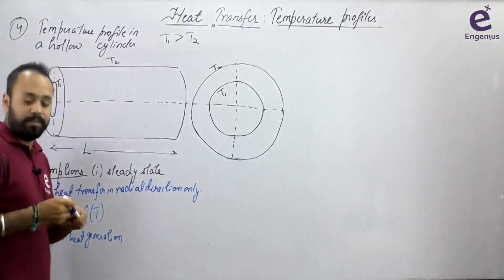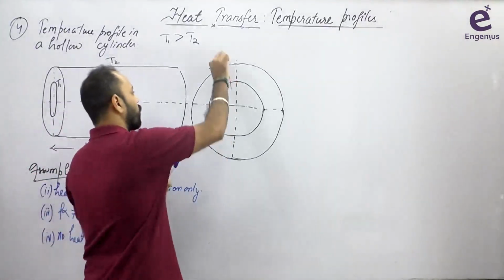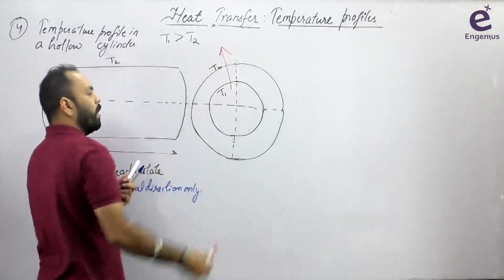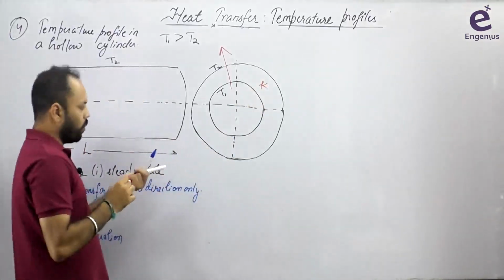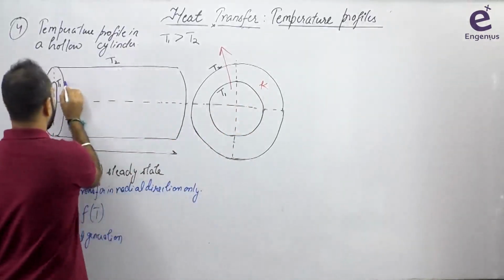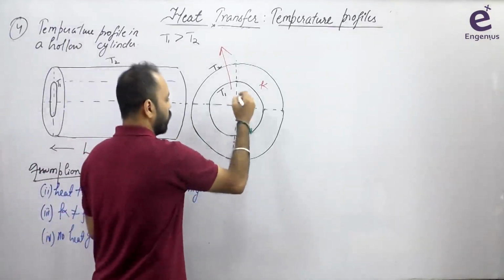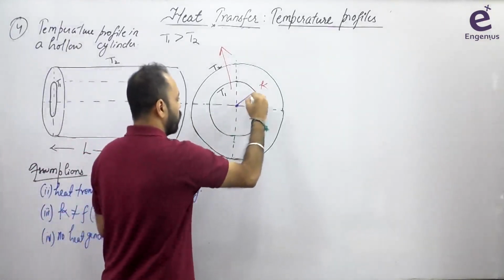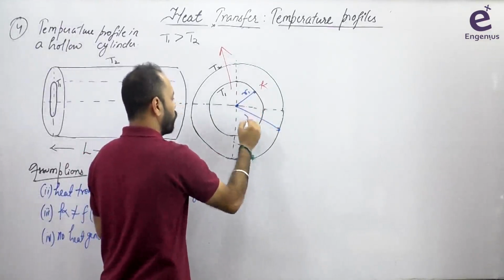Please note that the heat is being transferred from inner of the cylinder to the outer part. The cylinder is made up of a material whose thermal conductivity is equal to K. Also, you can say that if this is your cylinder, with the axis into the board, the inner radius is R1 and the outer radius is R2.